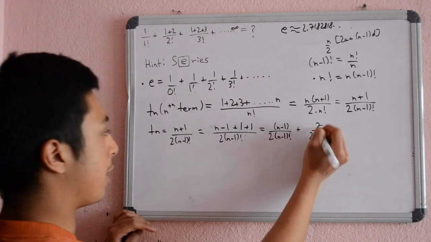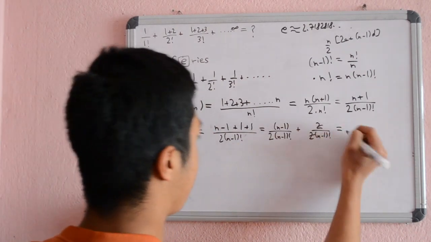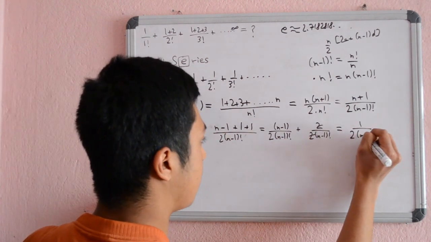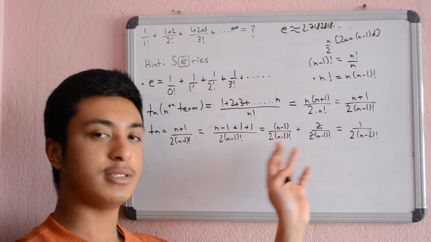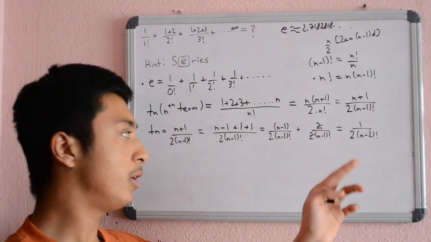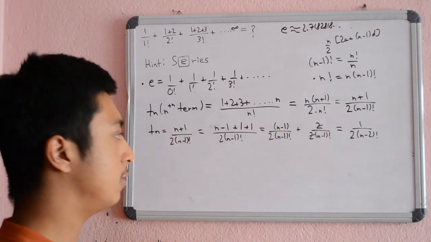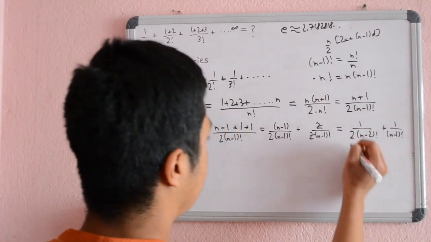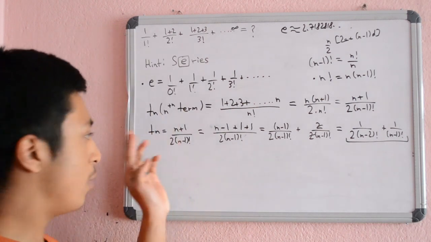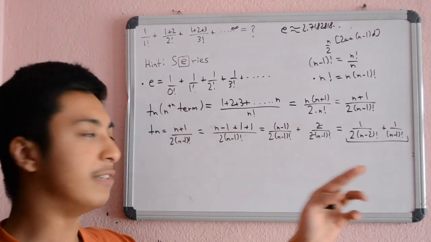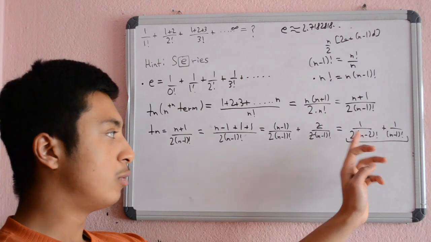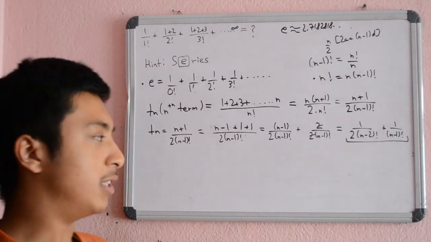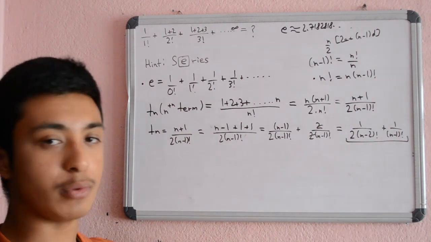Now nicely 2 and 2 cancel, and here this and that will cancel, giving 1 by 2 (n minus 2) factorial, because this is just (n minus 1) into (n minus 2) factorial. n minus 1 and n minus 1 cancel, plus 1 by (n minus 1) factorial. So there we go. When n approaches infinity, this will be nice because we'll just get 0, and that is what we want. We have simplified it to what we want.